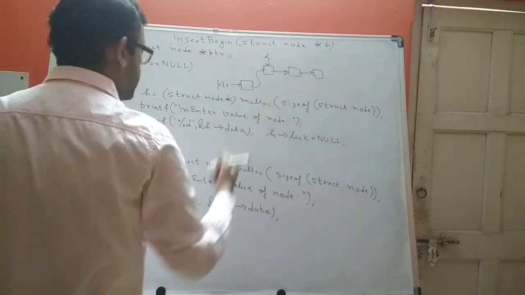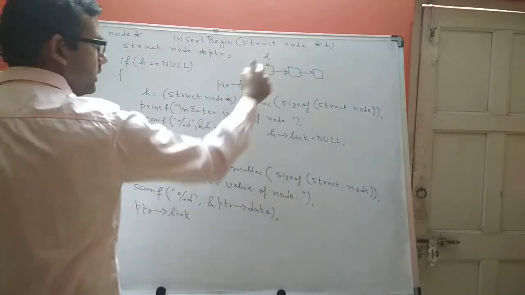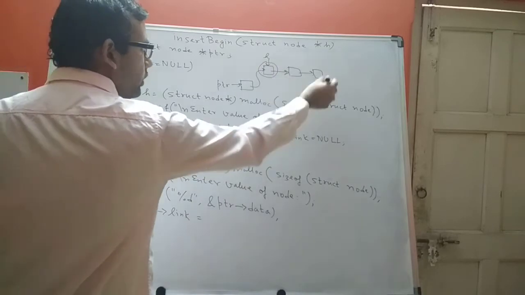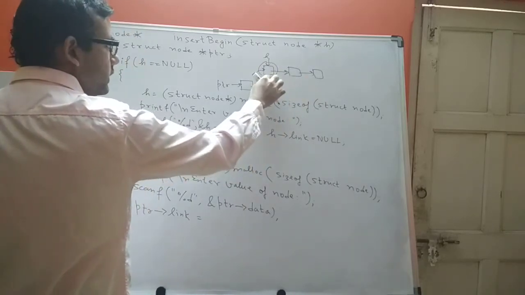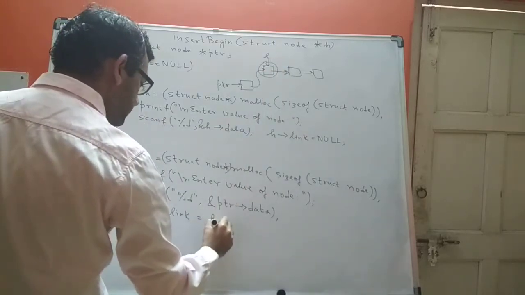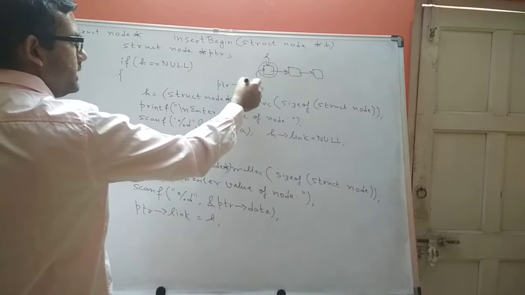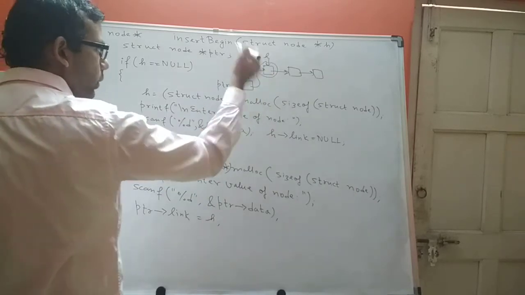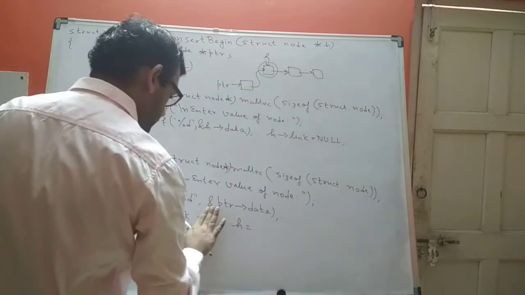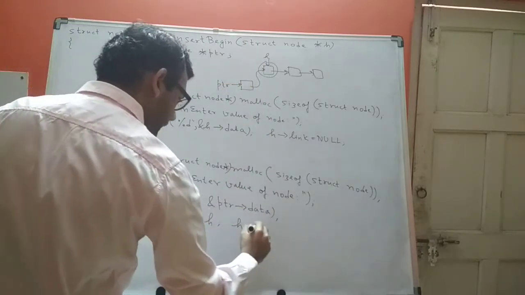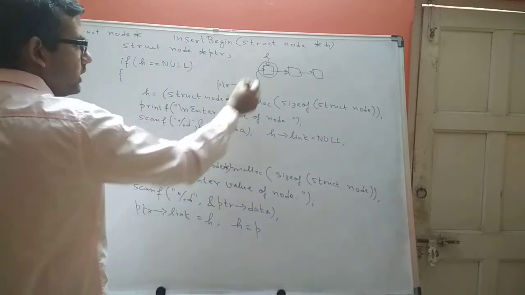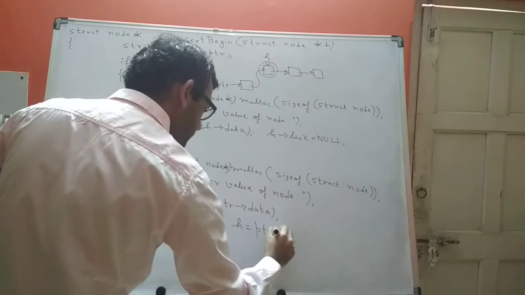So how do I make this connection? I say PTR arrow link is equal to, how do I identify the first node of my already existing list? I identify the first node of the already existing list through the head pointer. So I write PTR arrow link equal to H. And now since this is my new first node, H should point to it. So I should write H is equal to, how do I access this node? This node can be identified through PTR. So I should say H is equal to PTR.